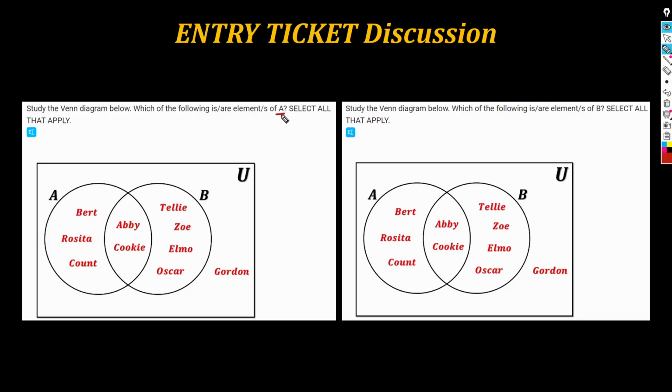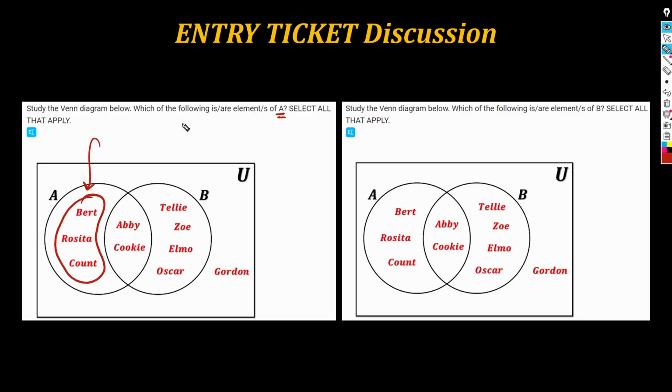Pag tinanong what are the elements of A, ang dami na ang sinasagot lang halimbawa ay ito lang yung nakikita nila dito sa region na ito. Sina Bert, Rosita, and Count. And if you notice, these are some of the beloved characters in Sesame Street. Anyway, ang dami sa summative assessment and exercises, sinasagot pag tinanong which are elements of A, the only elements they answer are these, which they can find in A only.